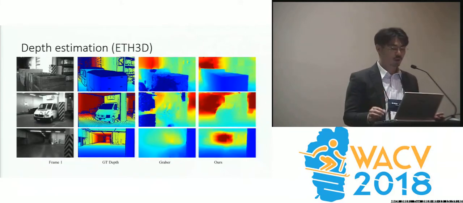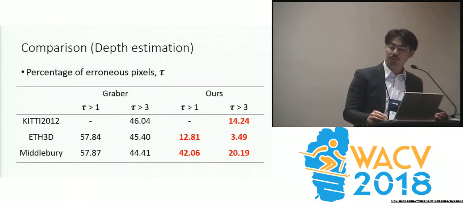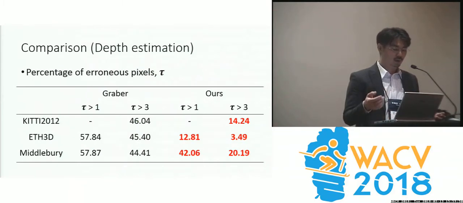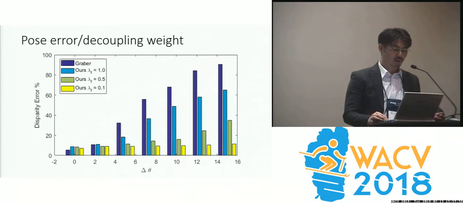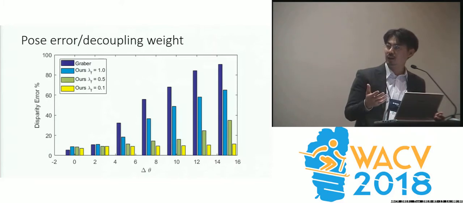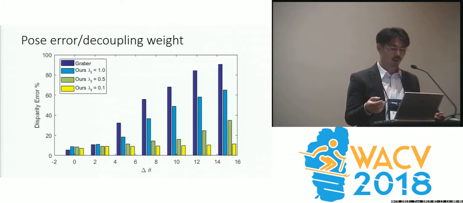Our method outperforms Graber's method. And this is the comparison of the percentage of erroneous pixels, which is less than the previous method. And this shows the effect of the decoupling rate. When the pose error is large, we need a softer decoupling rate.